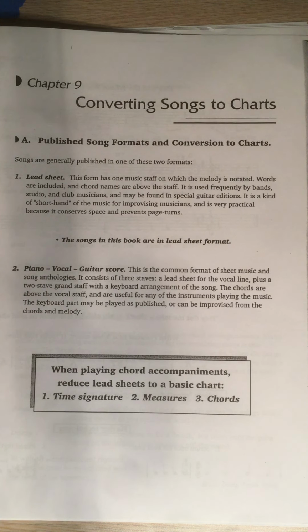So in the beginning, letter A here, she says published song formats and conversion to charts. So she gives two types, a lead sheet and piano, vocal, guitar scores. The lead sheet is what we have in both of our books. This is the form where the music is notated, the melody, in other words, the singer's part is notated. Oftentimes words are included if there are some. And because it could be instrumental too, without a vocal part, just an instrumental part playing the melody.